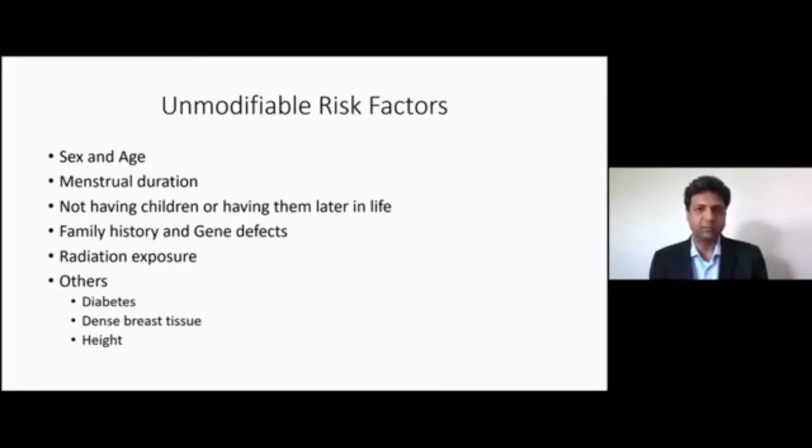Again, not having children or having them later in life is also very important, and I've put this as an unmodifiable risk factor because it is not always within our control how quickly we can have children, or whether we can have children at all, because there are other issues with regards to fertility, our lifestyle, our jobs, our family pressures, and so forth.